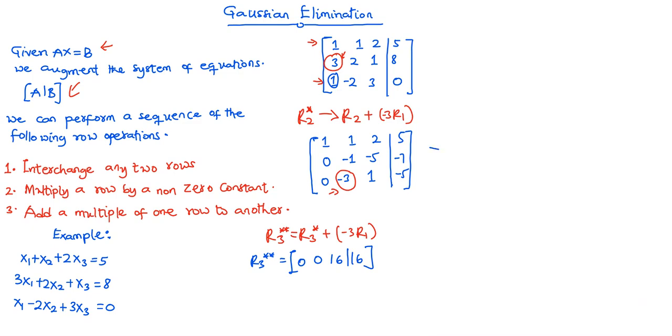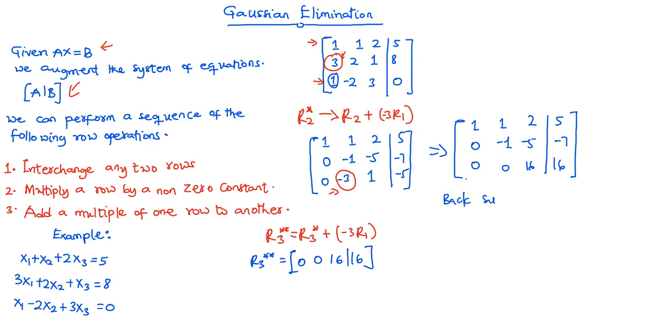Okay, so if I rewrite this matrix, we're going to have 1, 1, 2, 5, and then we're going to have 0, minus 1, minus 5, minus 7. Then we will have 0, 0, 16, 16. So this is our upper triangular matrix now. So now we can use back substitution. You can use back substitution to solve for the variables x1, x2, and then x3.